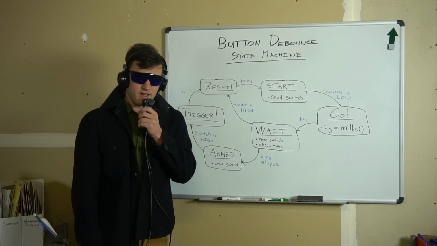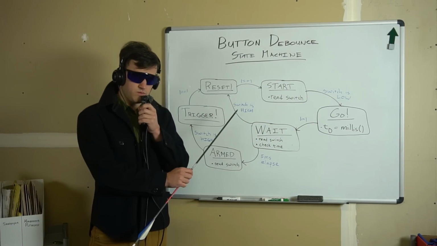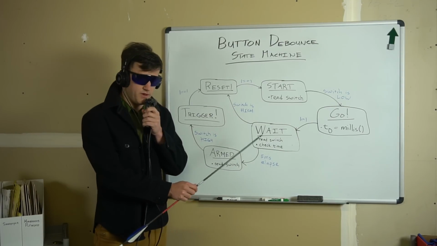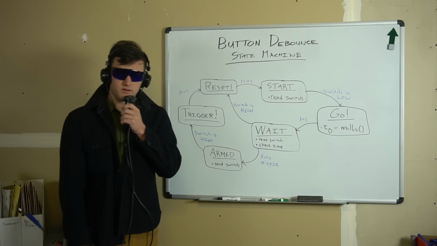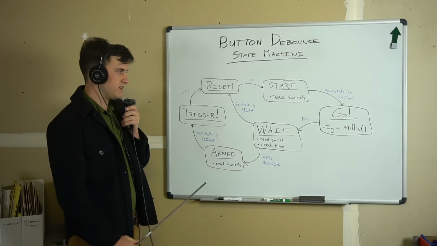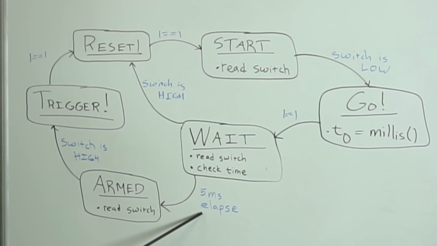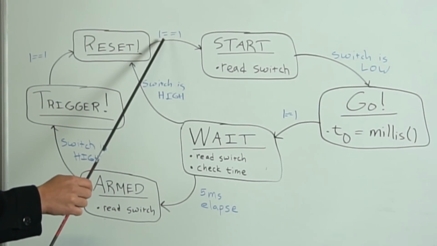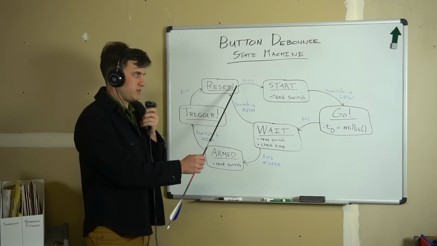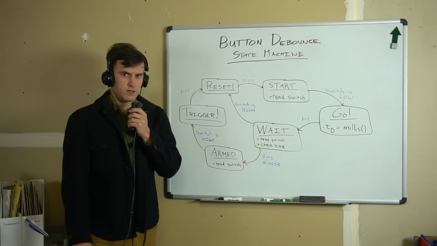How cool, okay? Each transition is also given a conditional statement that would tell the program if it should follow that transition. Events that cause transitions can be anything you like. In this case, I have switch is high, switch is low, 5 milliseconds elapse, and also I put, in some cases, 1 equals 1, just to indicate that this transition will always happen because that event is always true.